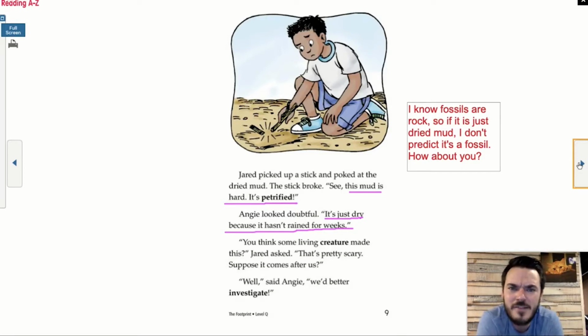Using my background knowledge here, I know that fossils are rock, so if it is just dried mud, I don't predict it's a fossil. How about you?